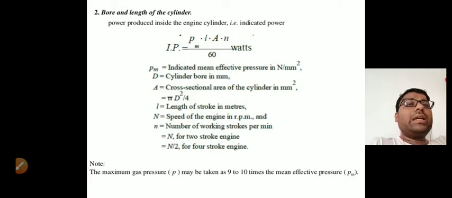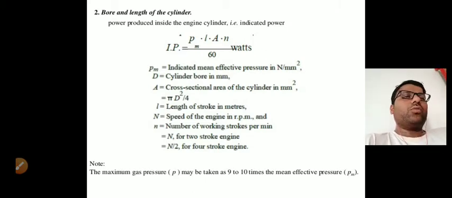Here pm means the indicated mean effective pressure, okay. The maximum gas pressure produced due to the combustion of the fuel is generally taken as 9 to 10 times pm. It means whenever we have to find indicated power, we have to convert the maximum gas pressure into pm. So pm is equal to what? pm is equal to p by 10, the gas pressure divided by 10, and we can find the mean effective pressure.